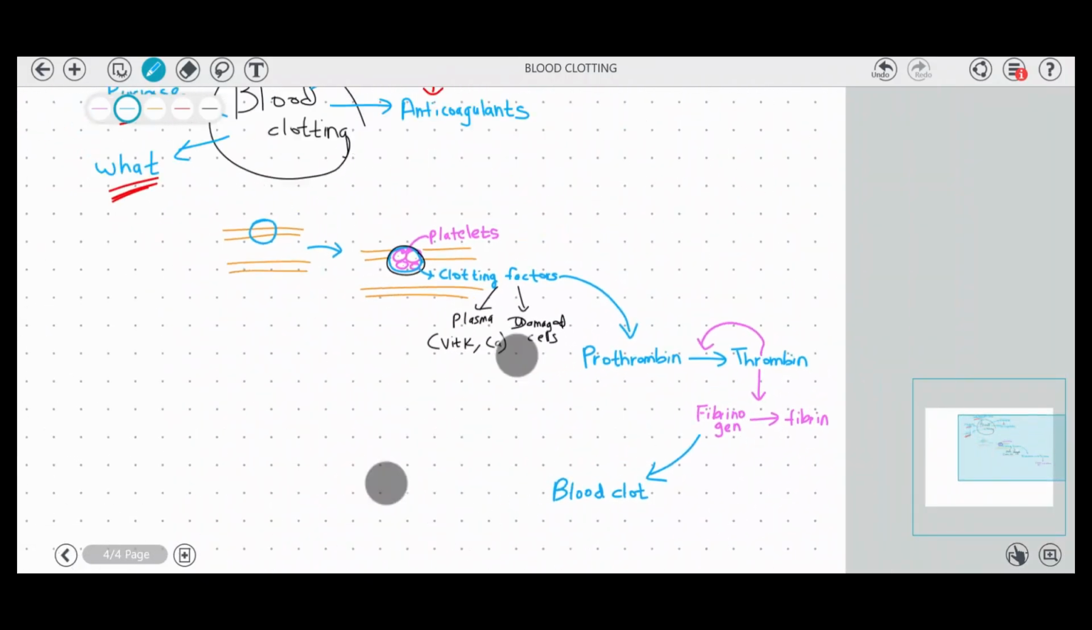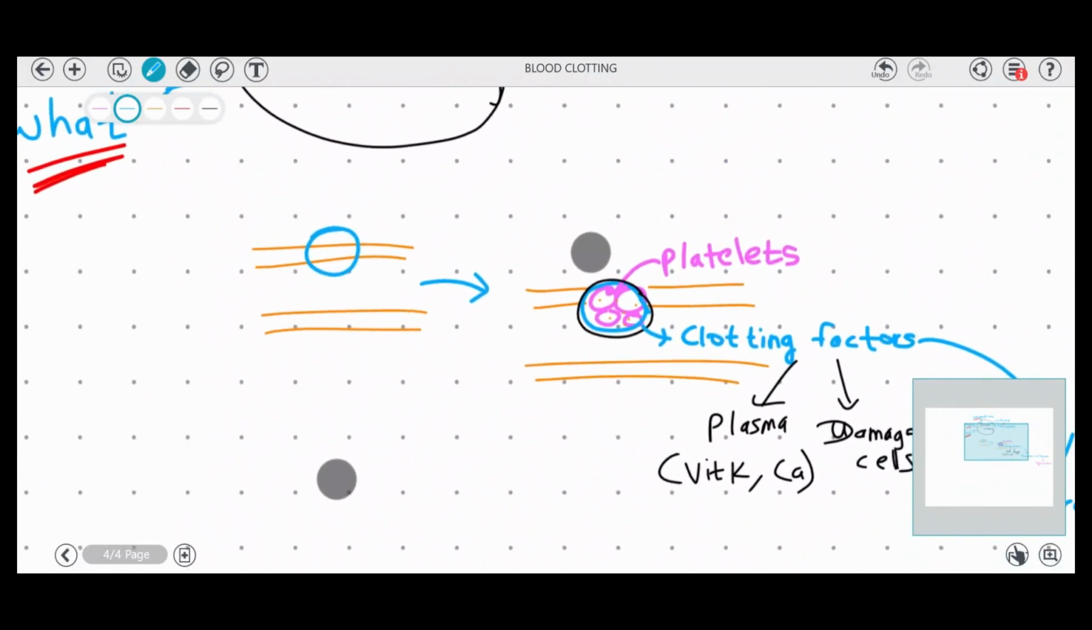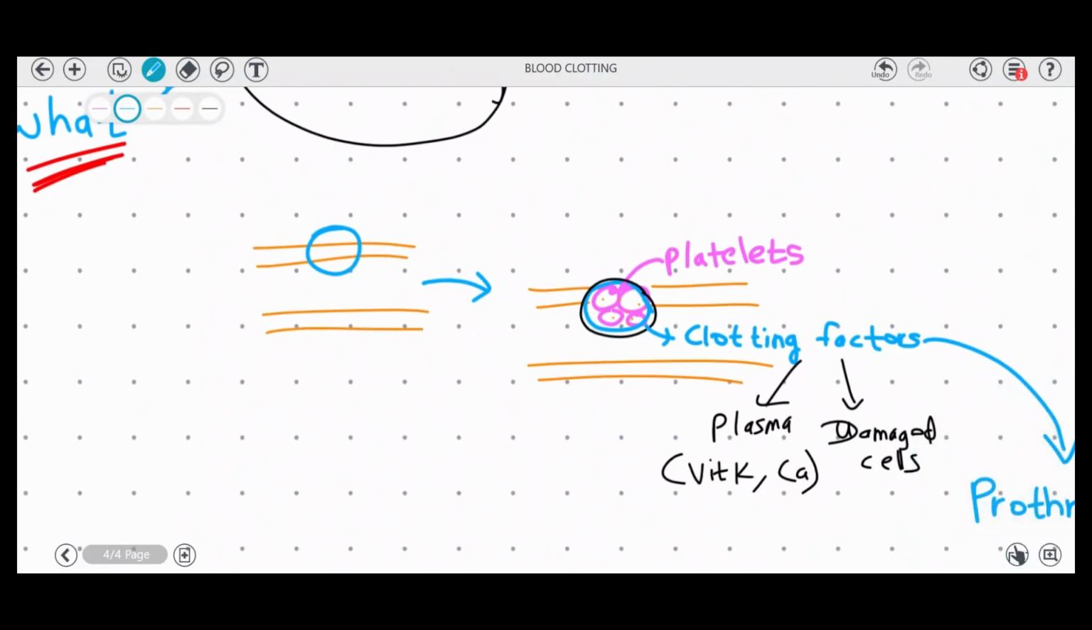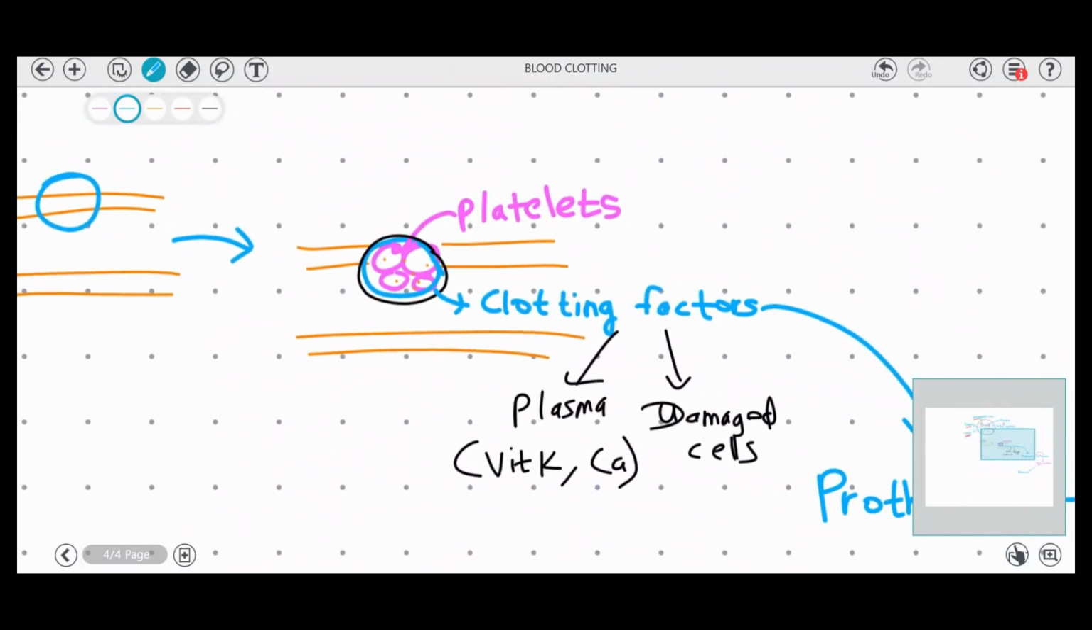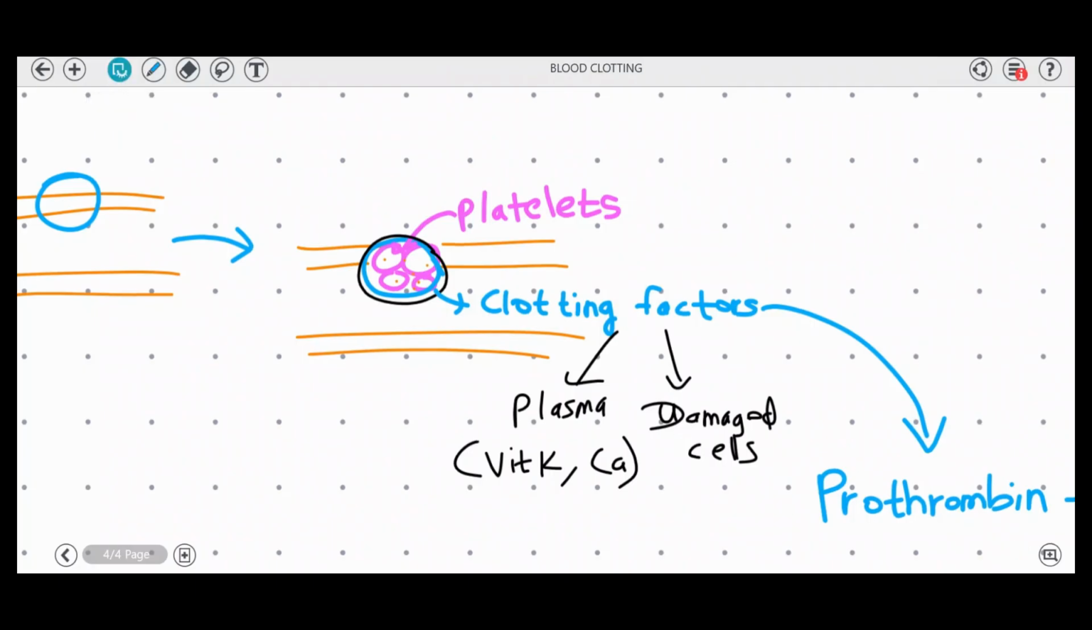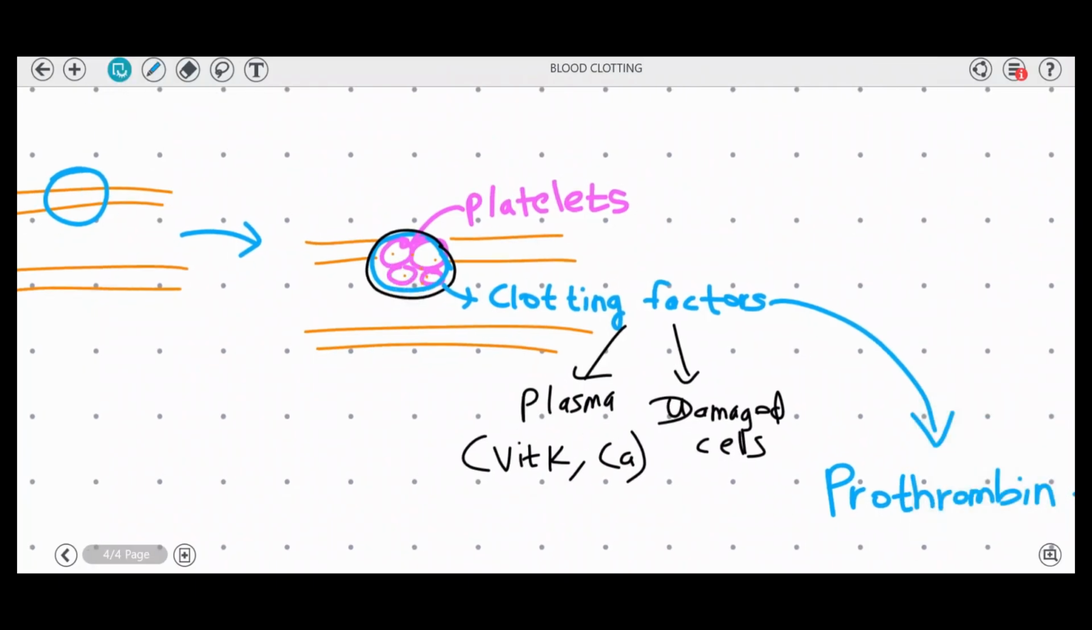So now you can see this part. Initially, when a tissue is damaged, the connective tissue is exposed, then platelets adhere to the connective tissue and release substances that make the nearby platelets stick together. These produce a platelet plug, which provides instant protection against blood loss. Then these platelets also release clotting factors. Clotting factors are also released by plasma, which contains vitamin K and calcium. Damaged cells also release clotting factors.